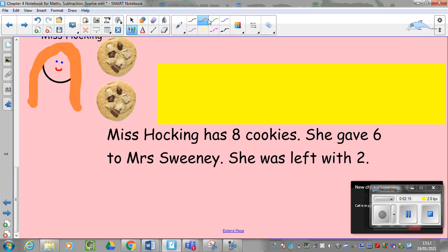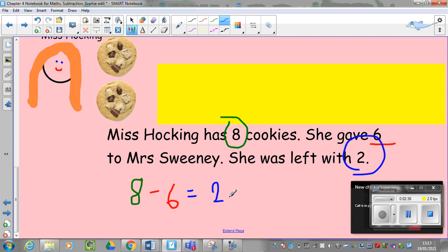So we've got some important numbers there. We've got 8. I had 8 cookies to begin with. And then I gave 6 away. So that is take away 6. And how many was I left with? I was left with 2. So 8 take away 6 equals 2. And we got that just from our pictures.